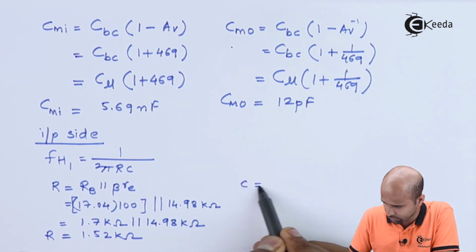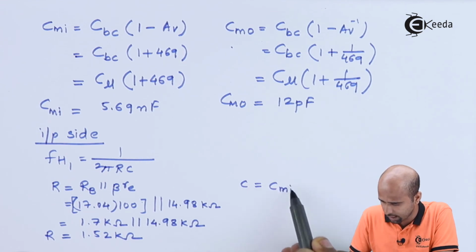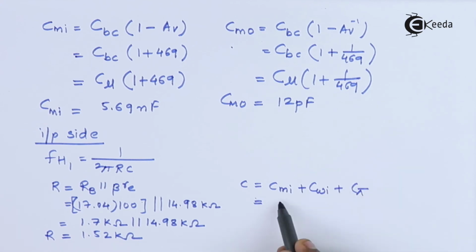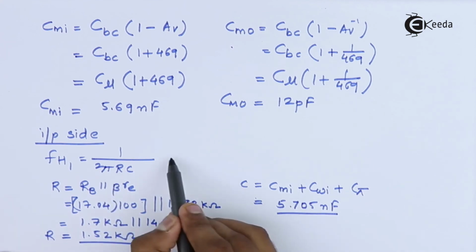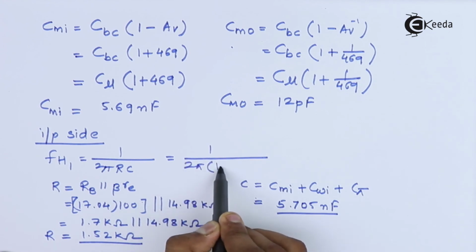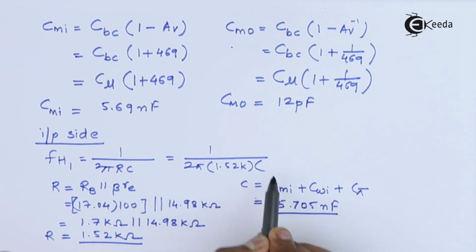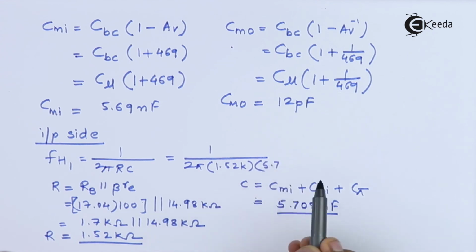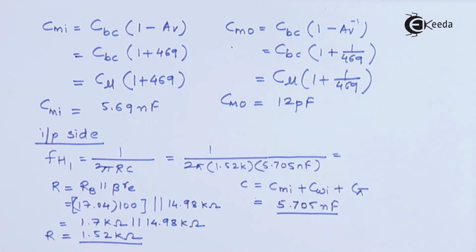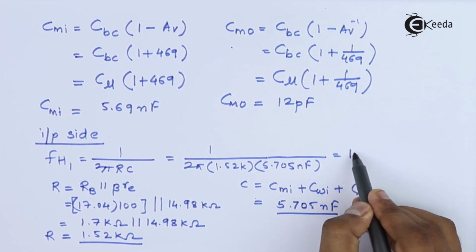Value of C we have to calculate. C is equal to CMI at the input side, input wiring capacitance, and C pi. This comes out to be 5.705 nanofarad. We'll put these two values in this equation. Then we will be getting 1 upon 2 pi, R is 1.52 K, and this is 5.705 nanofarad. This is coming out to be 18 kilohertz.